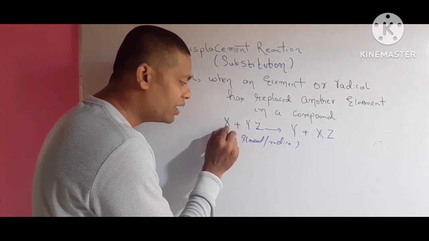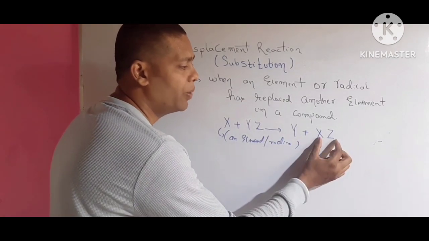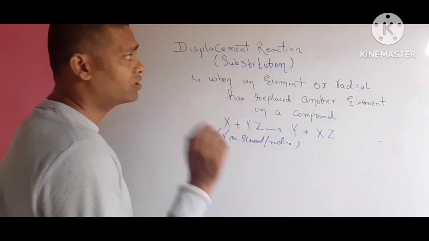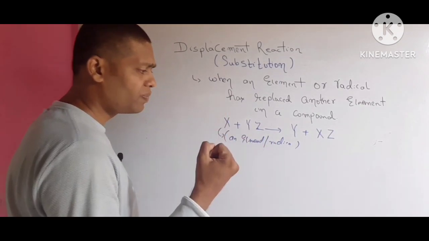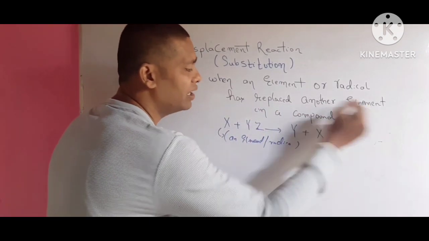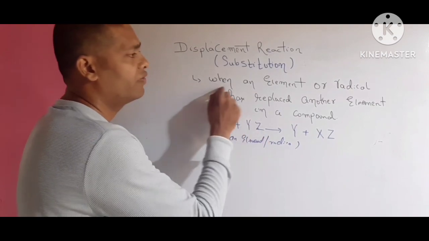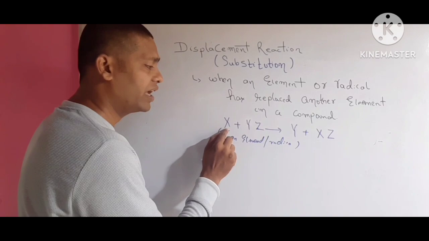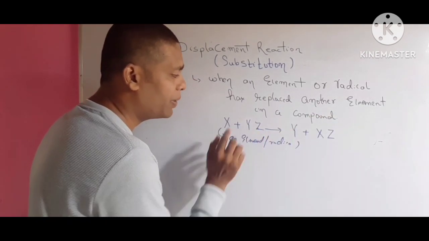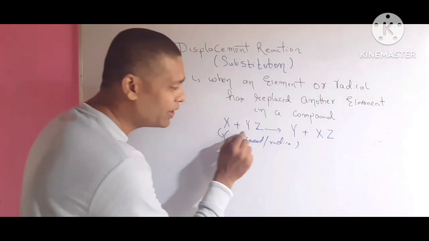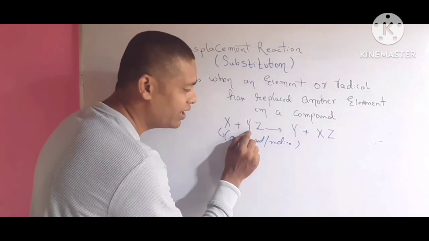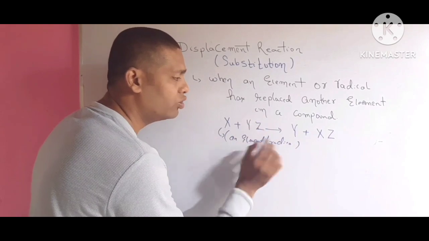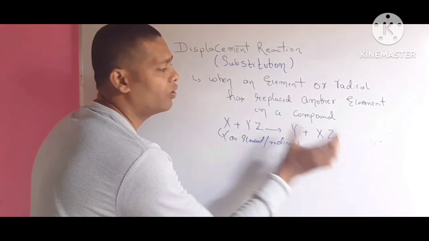Now x and z will form a compound, and the displaced one will still be an element only. So now you understood what it is trying to do. Displacement is nothing but replacing another element in a compound. When an element or a radical has replaced another element, for example x is replacing y and forming a new compound with z, y is alone. So now y became an element.